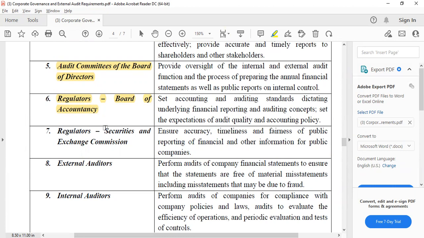Another regulator, main regulator for corporations is our Securities and Exchange Commission. The SEC ensures accuracy, timeliness, and fairness of public reporting of financial and other information for public companies. That is why the SEC requires periodic reports to be filed with the SEC. So for example, we have the GIS or the General Information Sheet, and then we are also required to file periodic financial statements to the SEC.